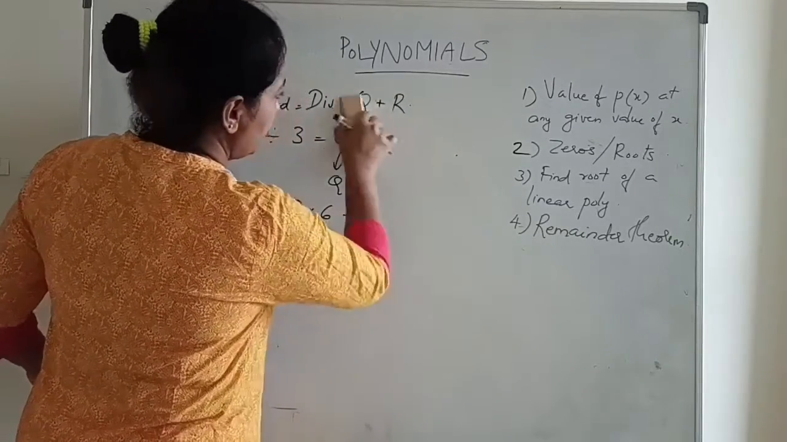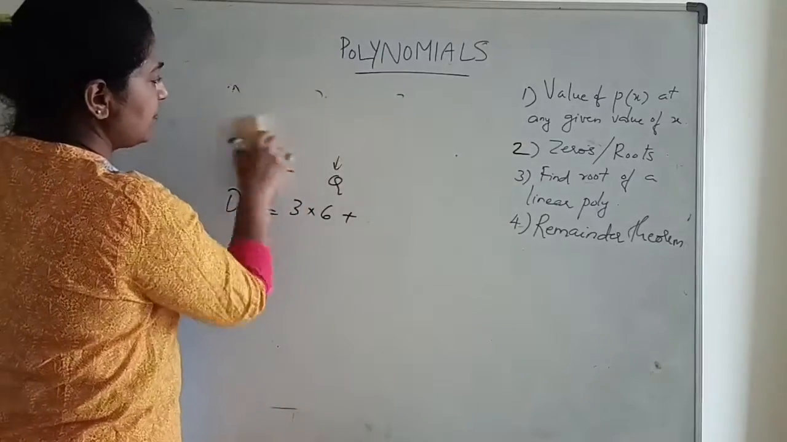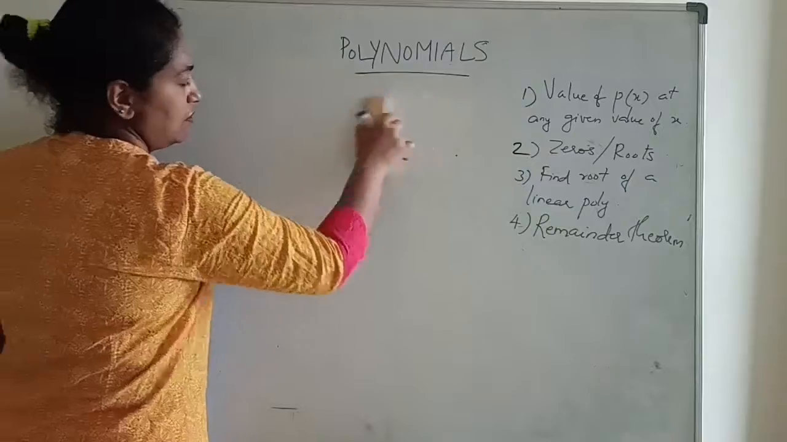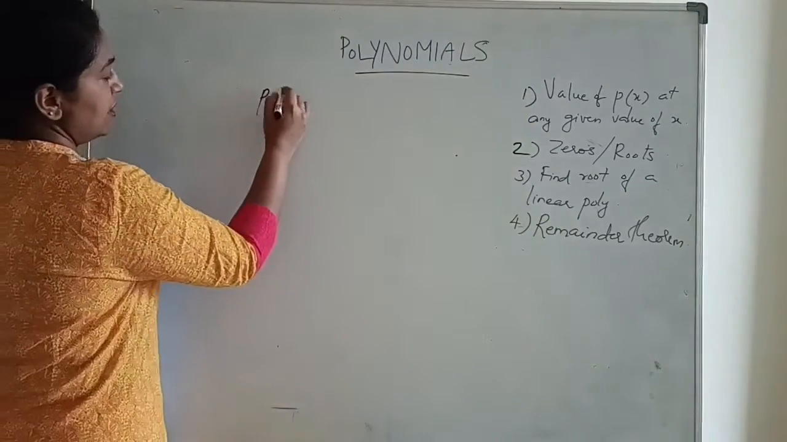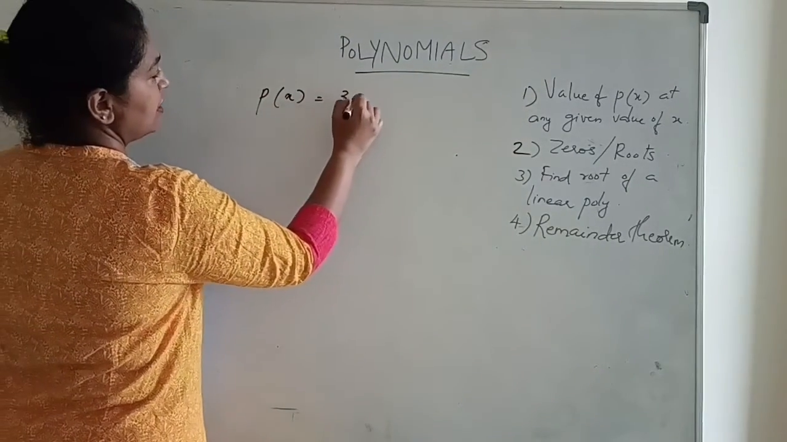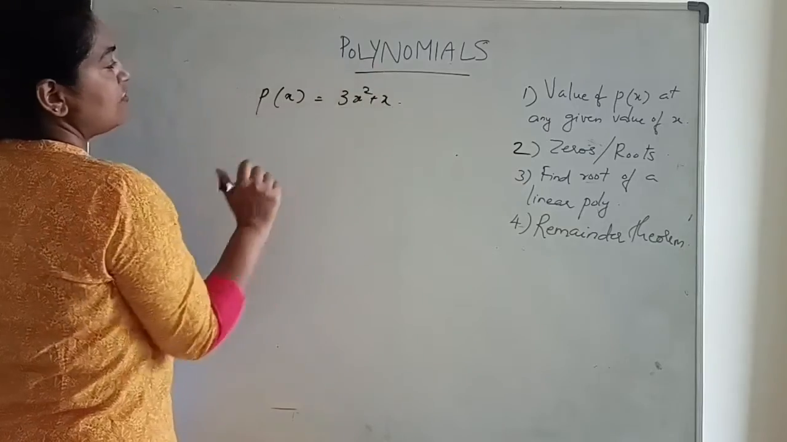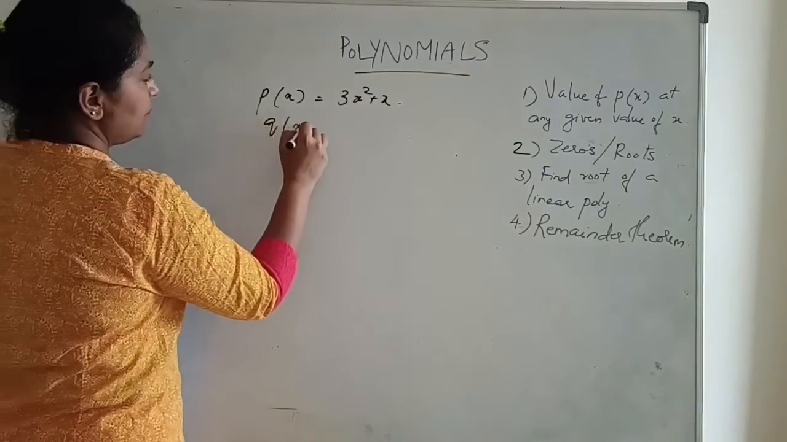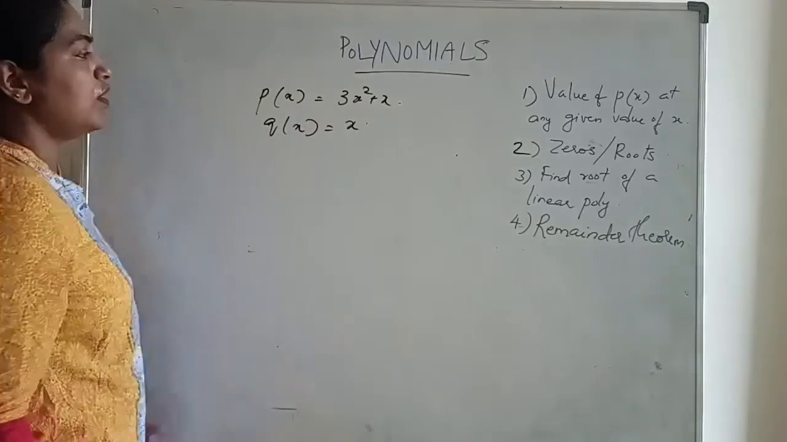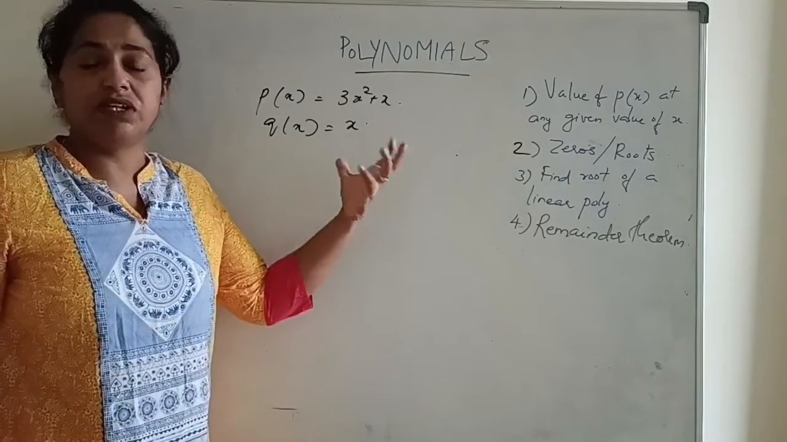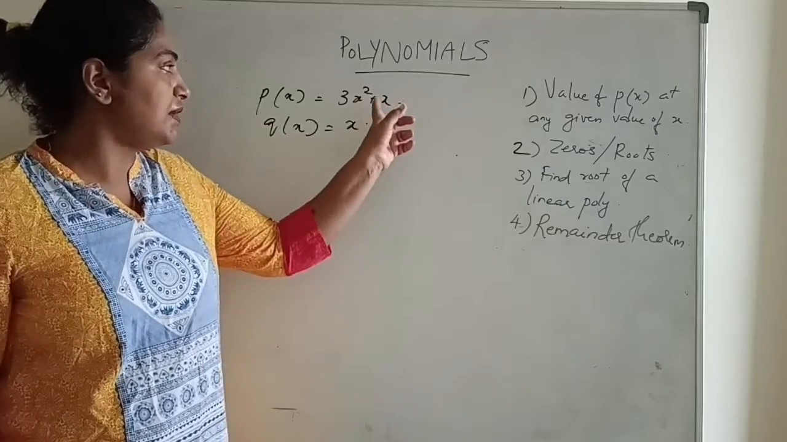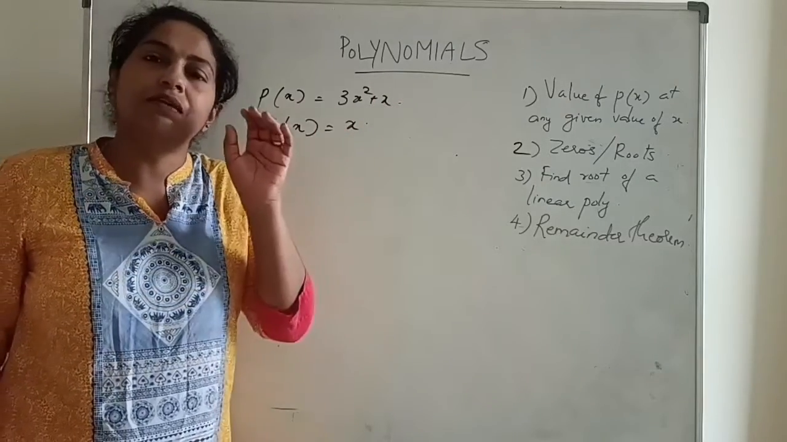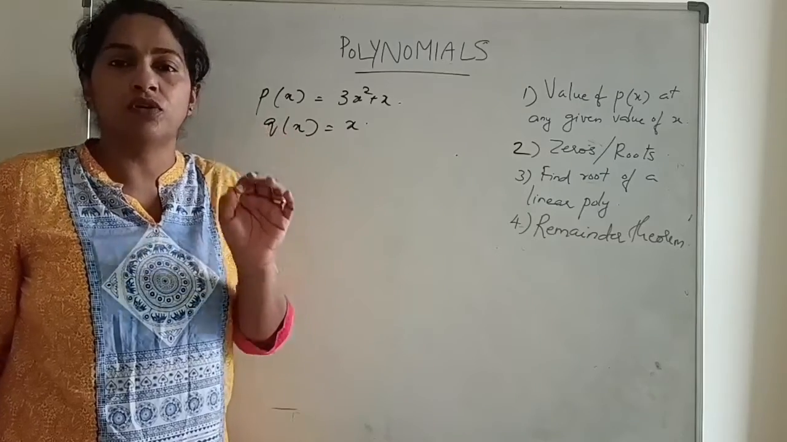Let us take any random polynomial p(x), let us say it is equal to 3x square plus x. I am asking you to divide this polynomial by another polynomial, q(x), which is x. So here x is the divisor that I have taken, and this is my dividend. The divisor that I have taken here is the simplest divisor, which is a monomial.